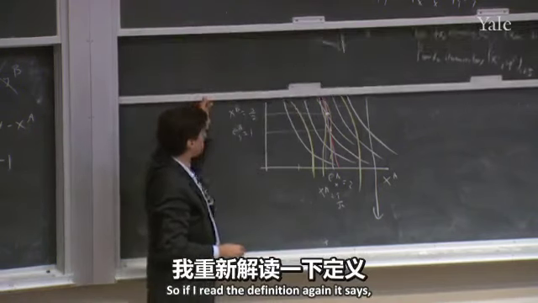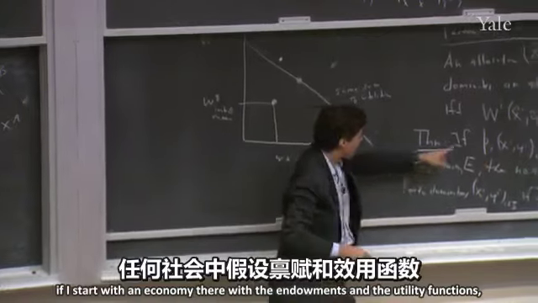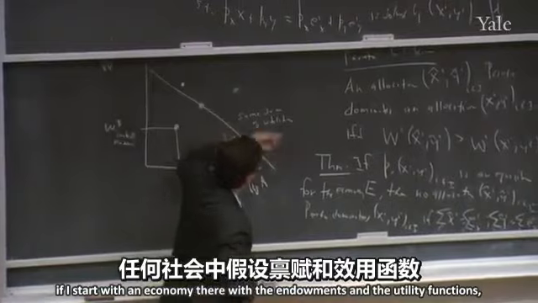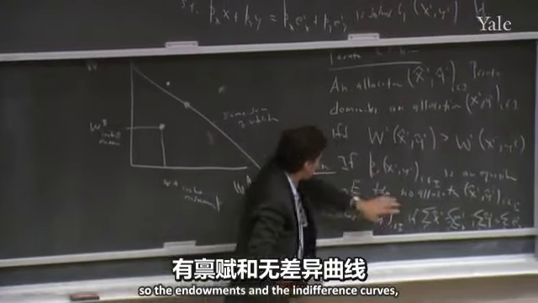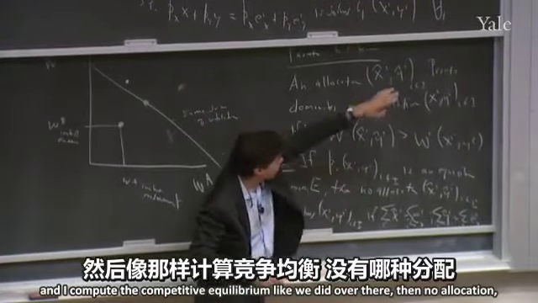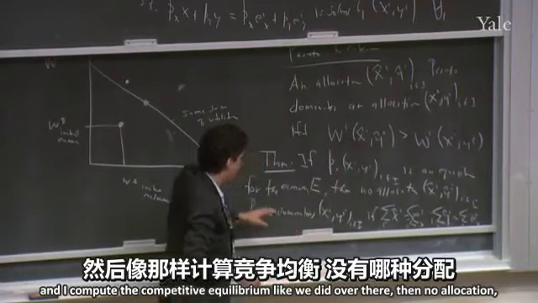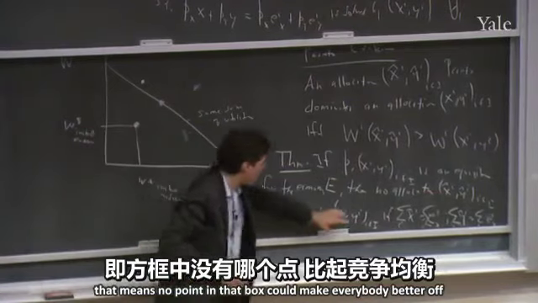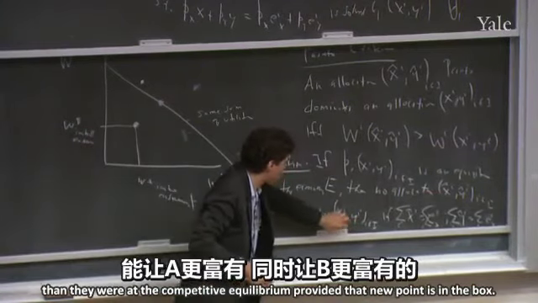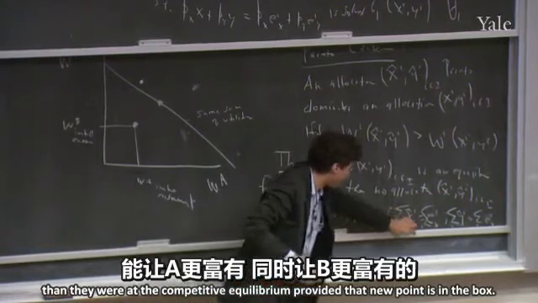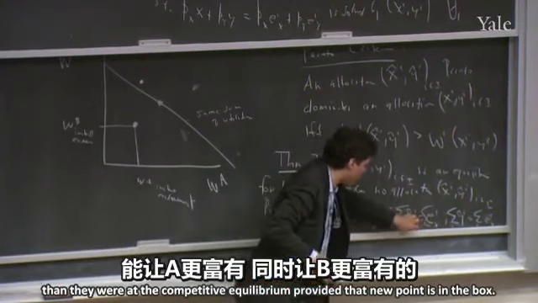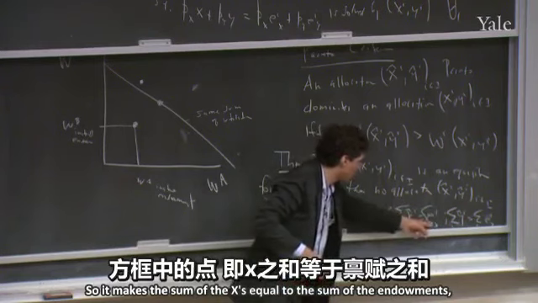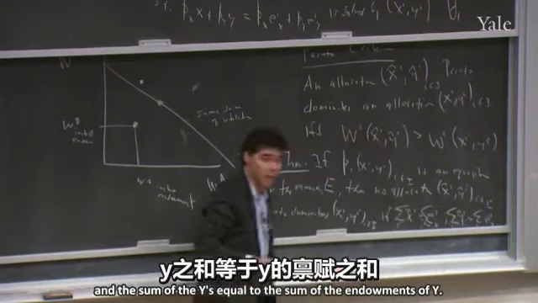So if I read the definition again, it says if I start with an economy with the endowments and the utility functions, so the endowments and the indifference curves, and I compute the competitive equilibrium like we did over there, then no allocation, that means no point in that box, could make everybody better off than they were at the competitive equilibrium, provided that new point is in the box. So it makes the sum of the x's equal to the sum of the endowments, and the sum of the y's equal to the sum of the endowments of y.